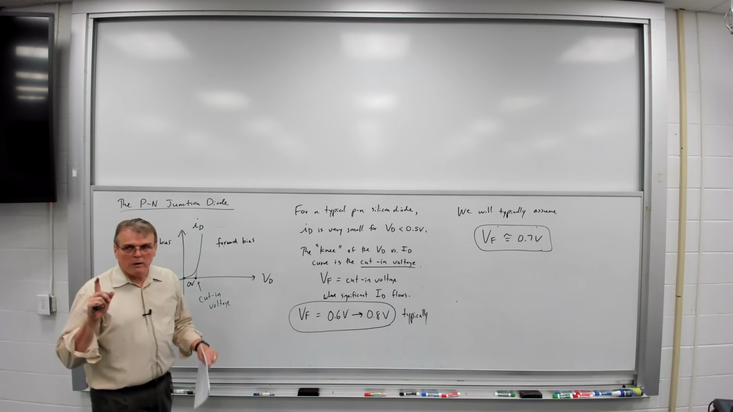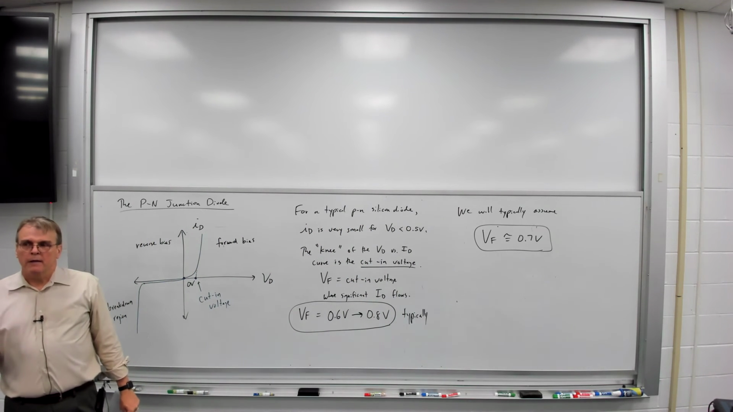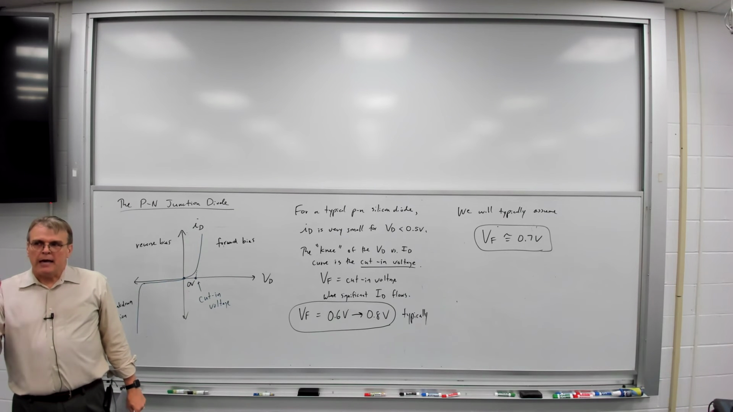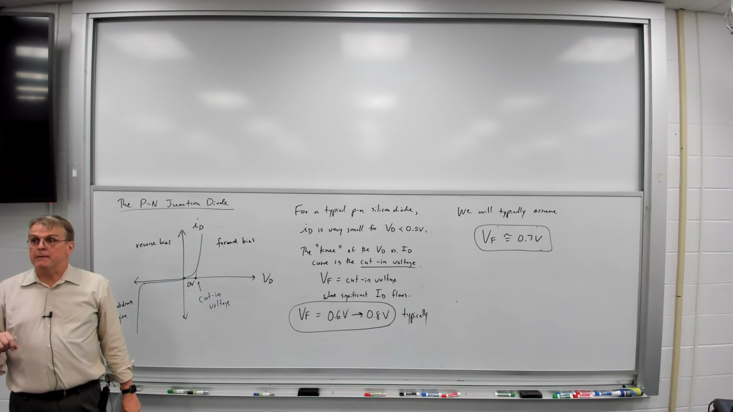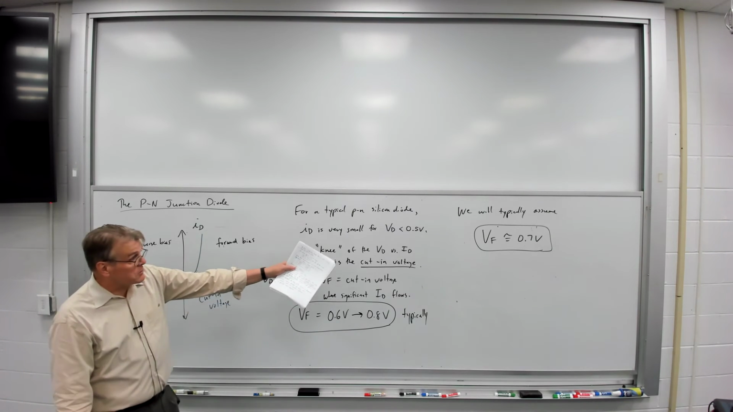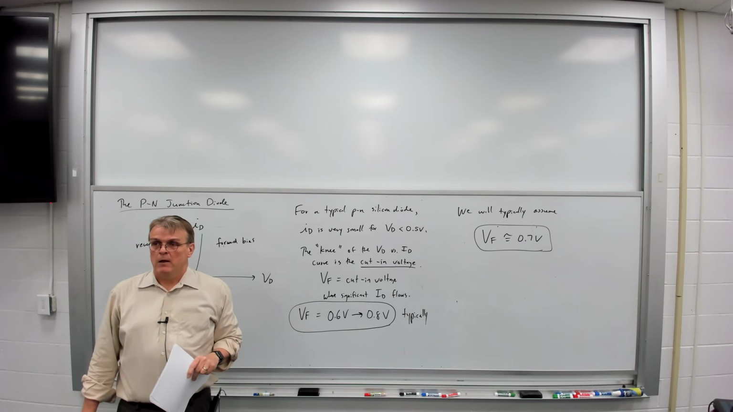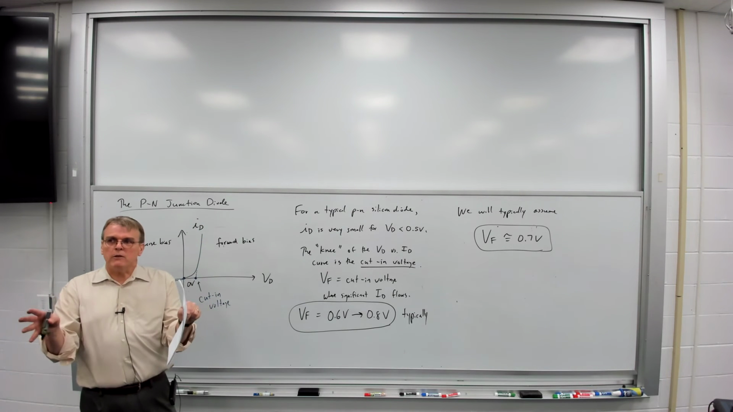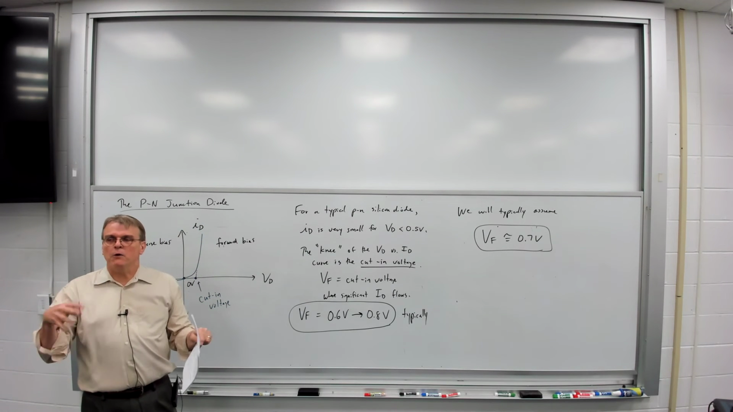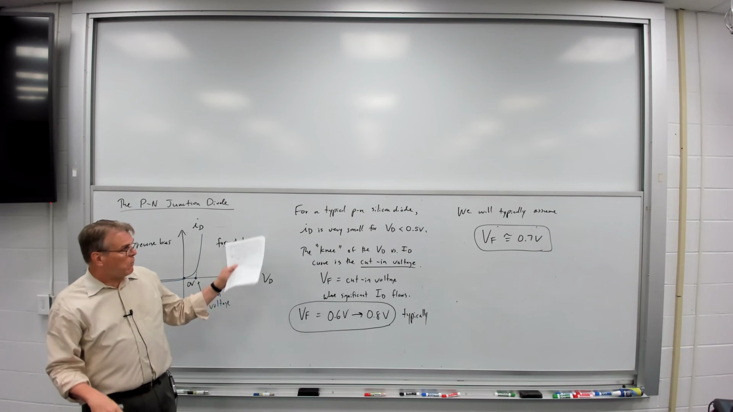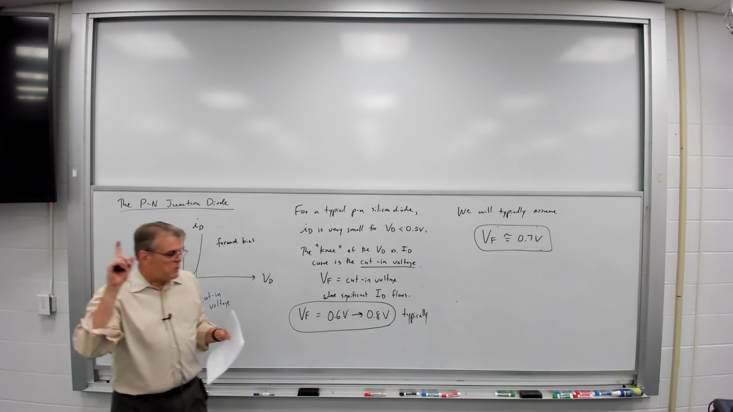Now, one last thing I wanted to point out. I talked before about the fact that IS, the scale factor, pardon me, the saturation current, had a temperature dependence. And also, of course, the thermal voltage has a temperature dependence. So if you actually look at those temperature dependencies and calculate their effect on this diode equation, you get the following result.